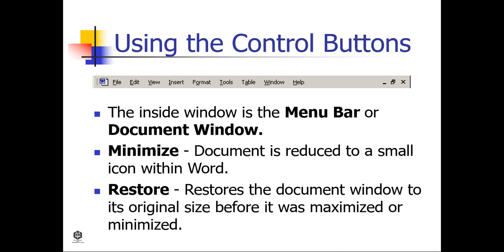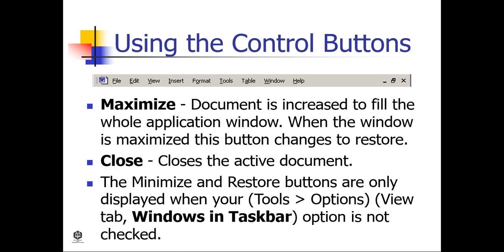The inside window is the menu bar or document window. Minimize: the document is reduced to a small icon within Word. The Restore button restores the document window to its original size before it was maximized or minimized. Maximize: the document is increased to fill the whole application window. When the window is maximized, this button changes to restore. The Close button closes the active document. The minimize and restore buttons are only displayed when, under Tools, then Options, or the View tab, the Windows in taskbar option is not checked.